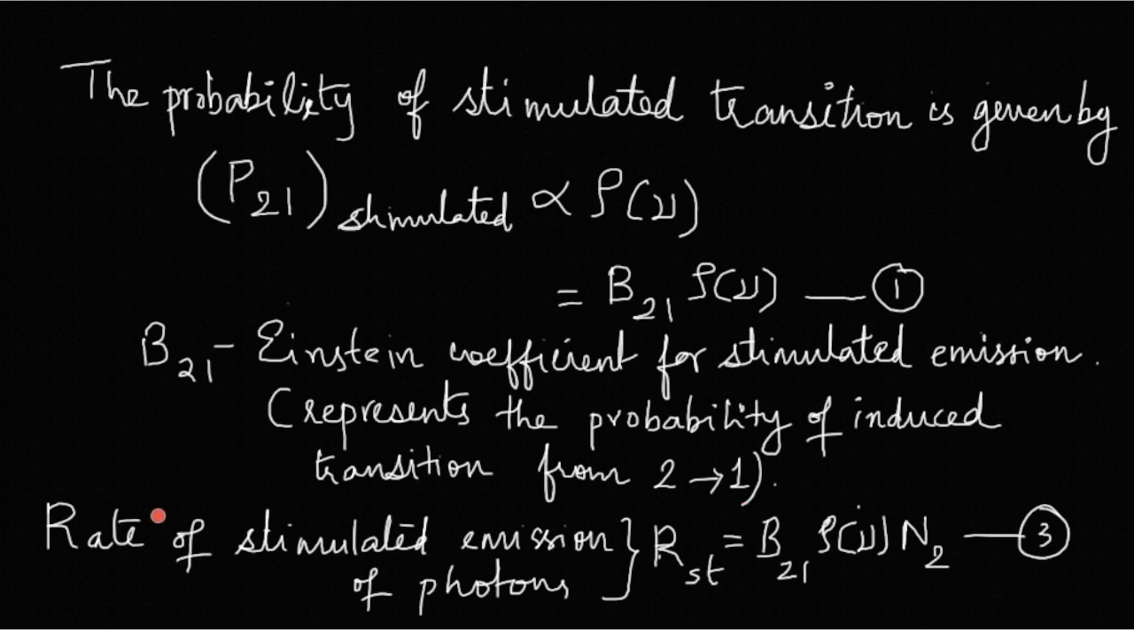Now let's see the rate of this stimulated emission of photon. So the rate will be given by B21 into rho nu into N2, N2 being the number of atoms in the excited energy level.